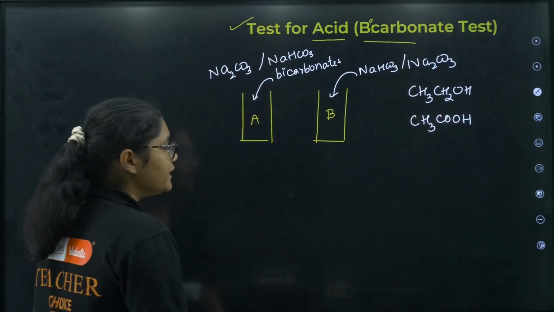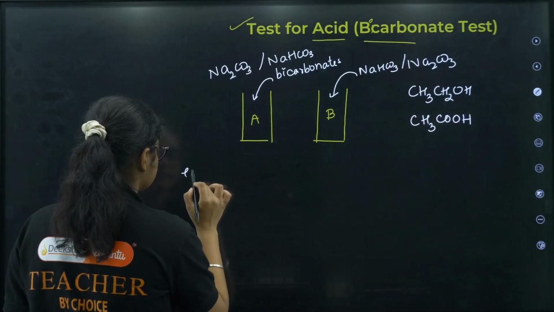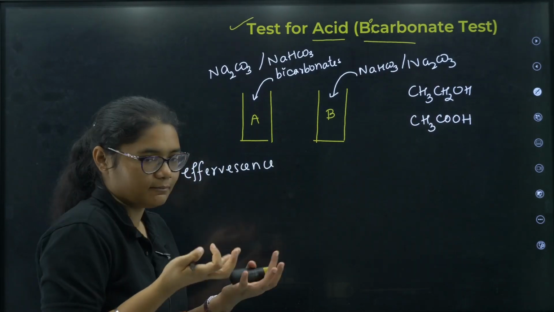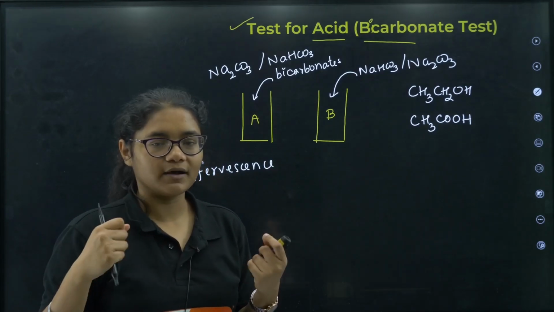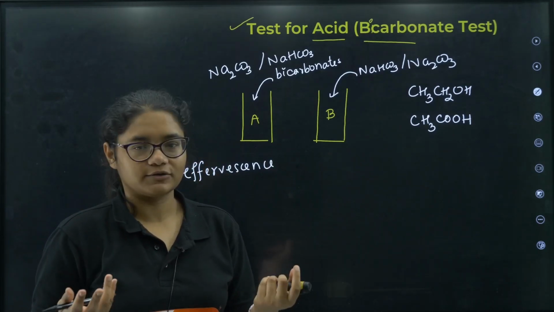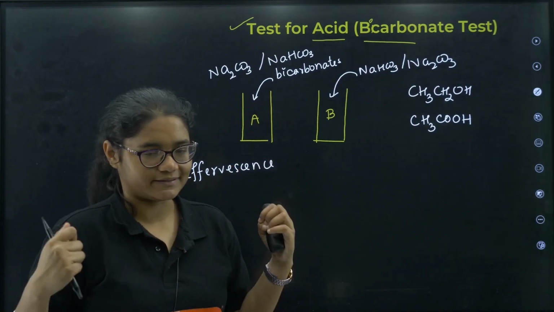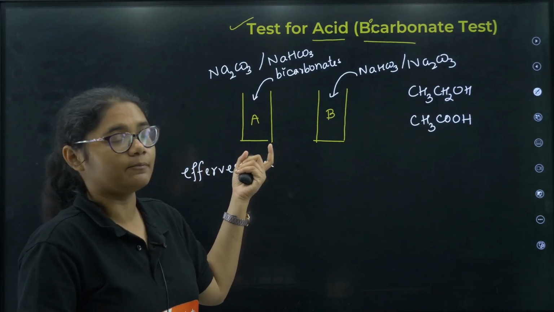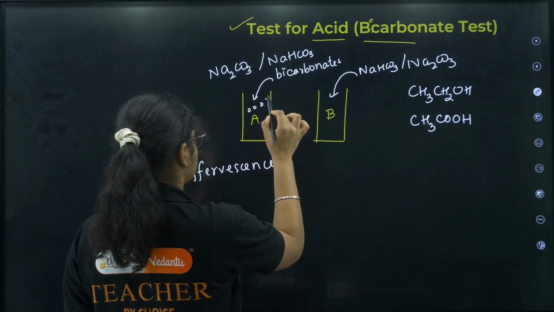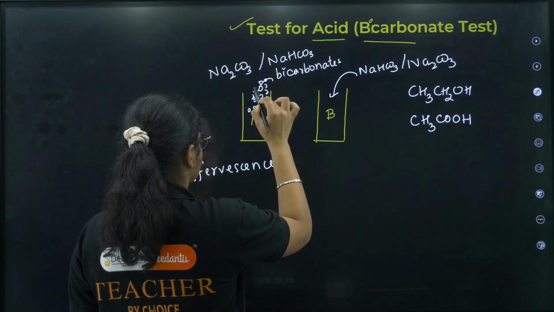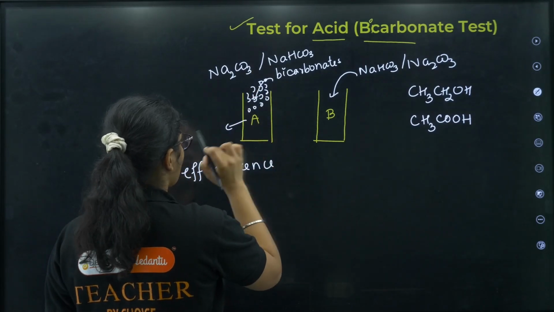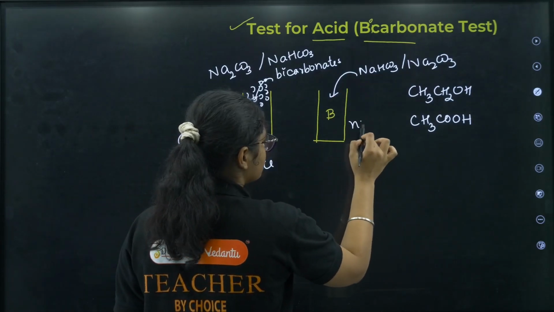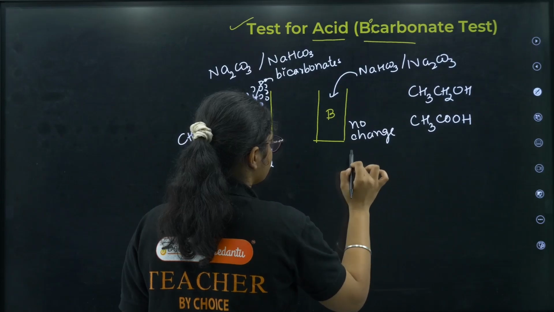Now what happens? In one of them we will find effervescence. What is effervescence? Bubbles coming out. When you open a coke, you find the gases coming out, that is called effervescence. So the tube in which the effervescence comes, suppose here we have got so many gases coming out, that must be your ethanoic acid. And if after adding there is no change, then that will be your ethanol.